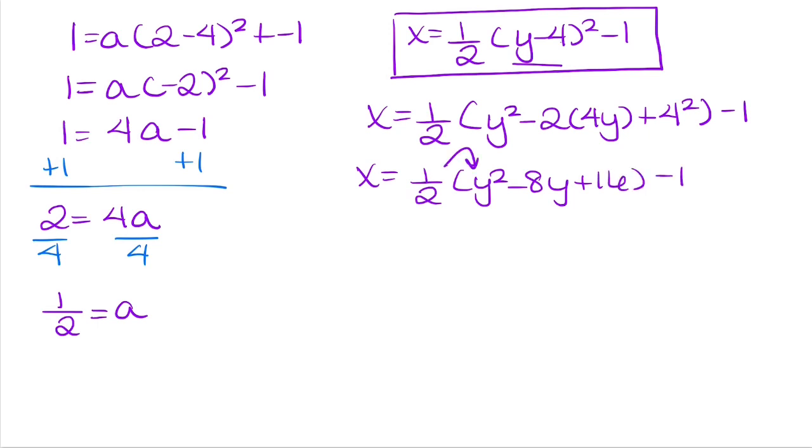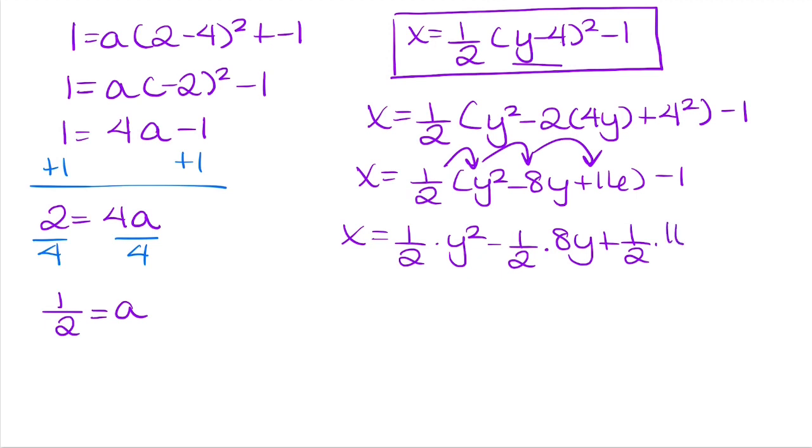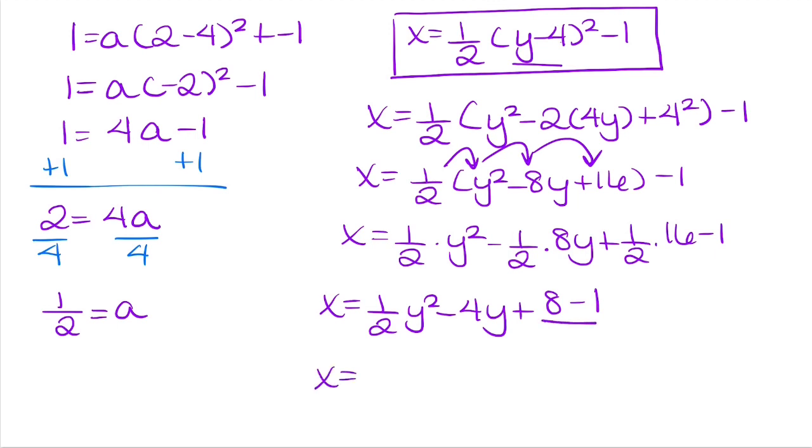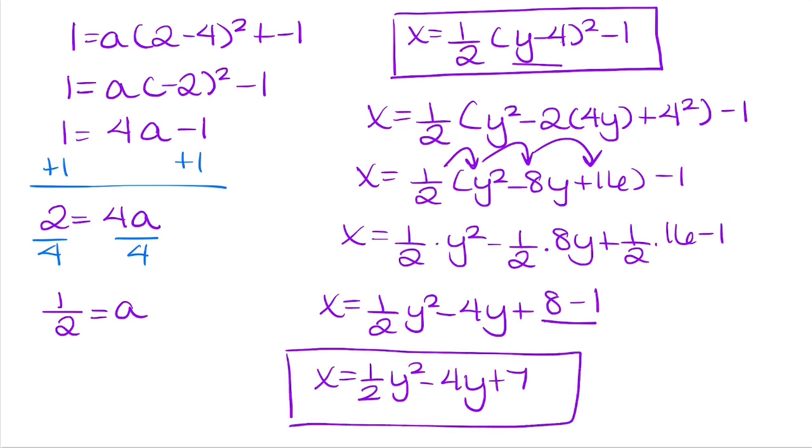Now we need to distribute this 1/2 to every single term in this trinomial. So we have x equals 1/2 times y squared minus 1/2 times 8y plus 1/2 times 16 minus 1. So we have x equals 1/2 y squared minus 4y plus 1/2 times 16 is going to be 8, and then we have minus 1. Okay, so that 8 minus 1, I'm going to go ahead and combine. So we have x equals 1/2 y squared minus 4y plus 7. Okay, so that's the equation of the parabola now in standard form.